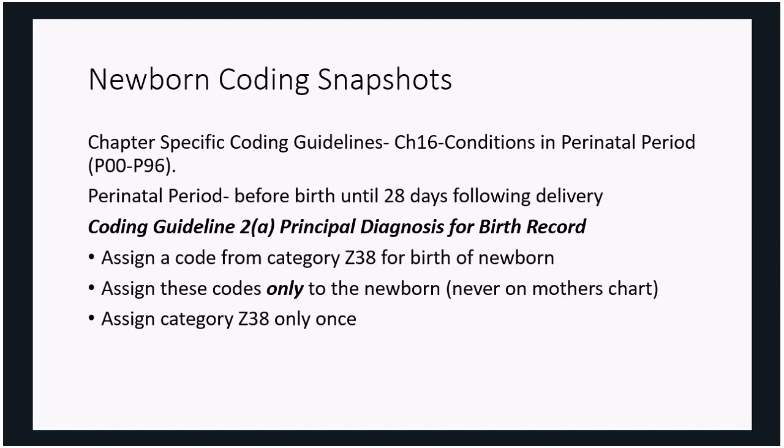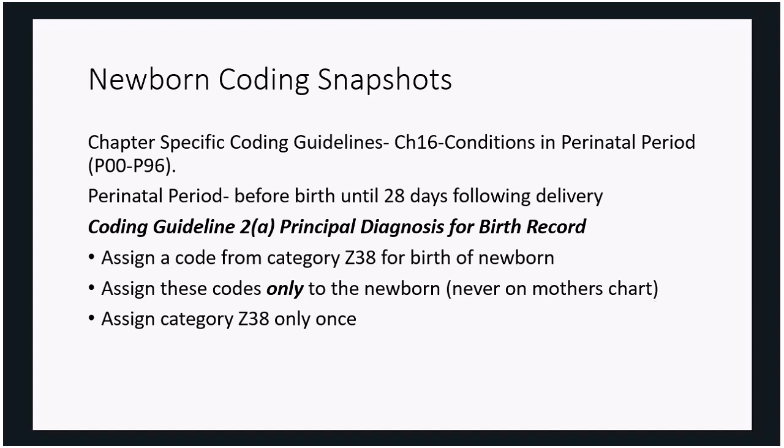You want to refer to Chapter 16, Specific Coding Guidelines, Conditions in the Perinatal Period. This section ranges from P00 to P96, and the perinatal period is defined as before birth until 28 days following delivery. I want to focus on Coding Guideline 2A, the principal diagnosis for the birth record. Assign a code from category Z38 for the birth of a newborn.